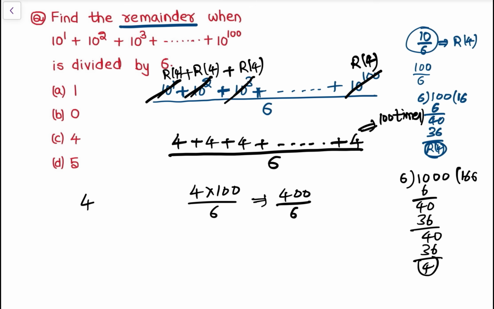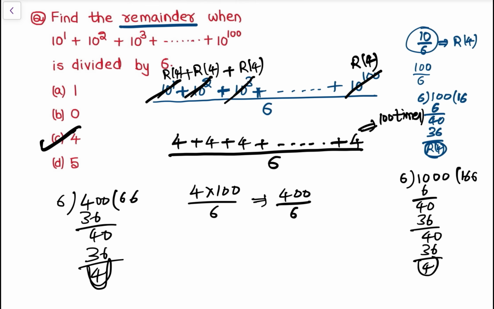What is the remainder of 400 upon 6? 6 sixes are 36, so the remainder is 4. Option C, remainder 4, is the answer.